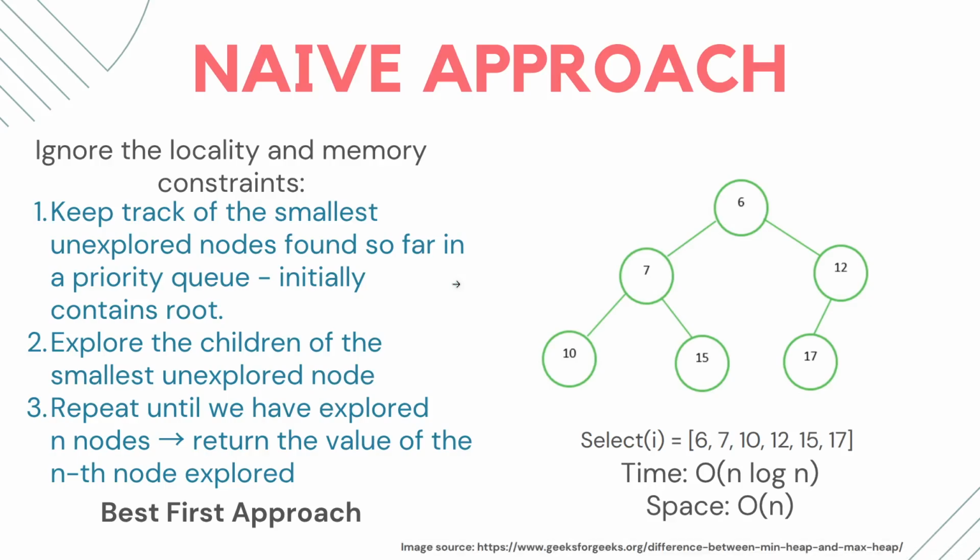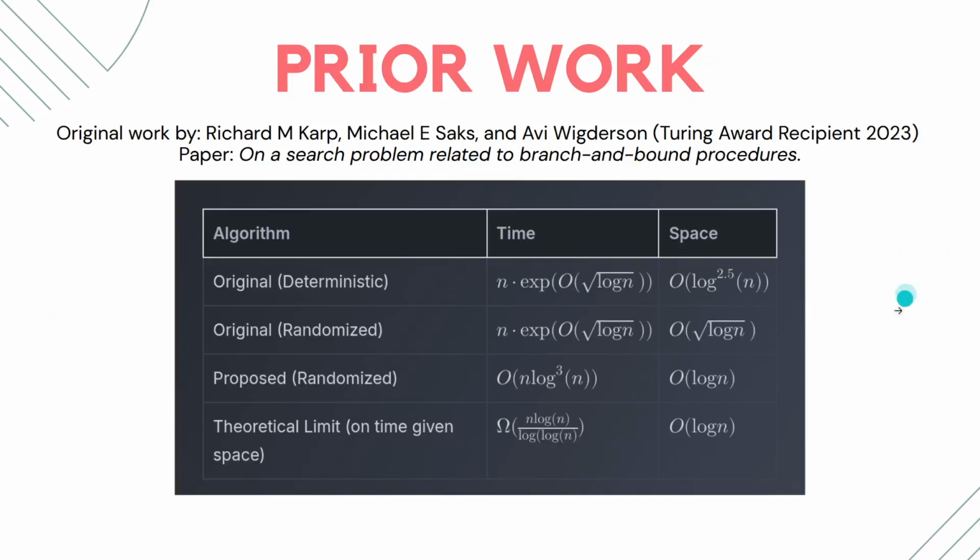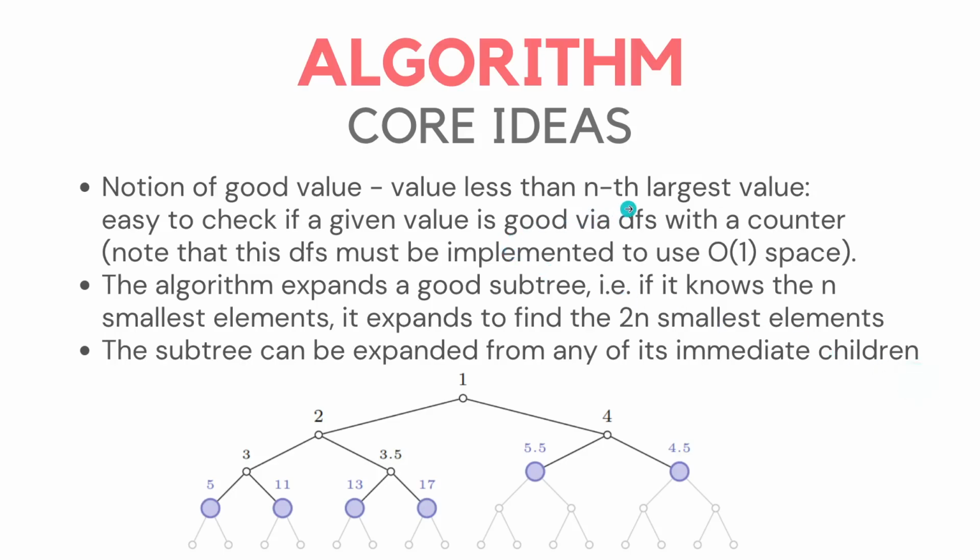Here you didn't have locality, here you didn't have memory constraints, but here, despite that, you're getting a very fast algorithm. And the paper also goes on to provide a theoretical lower bound on the time that you would need, given that you have this much space. So that's why the paper is called nearly optimal. All right, and so let's dive into what the algorithm itself entails.